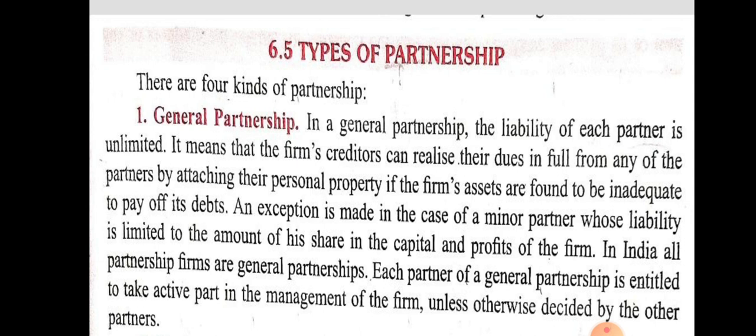Each partner of general partnership is entitled to take active part in the management unless otherwise decided by the other partners. So in general partnership, each and every partner is active, or it is decided by the other partners how much will be the liability of each partner. So the first type of partnership is general partnership, where the liability of each partner is unlimited, but for the minor the liability is limited.